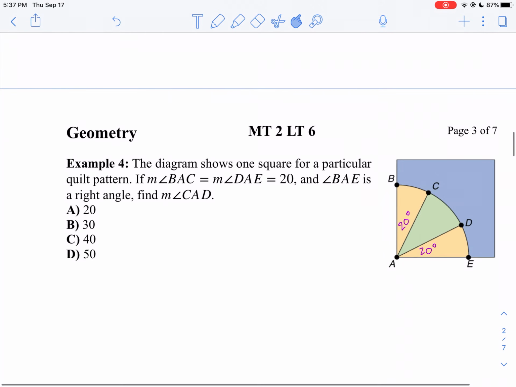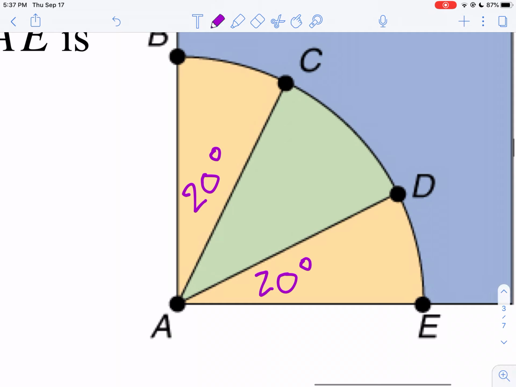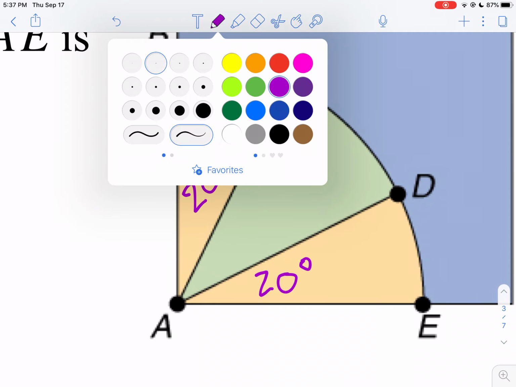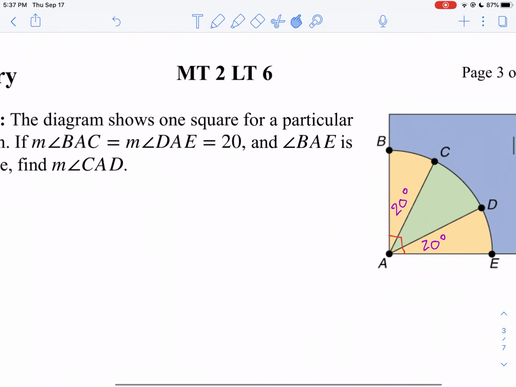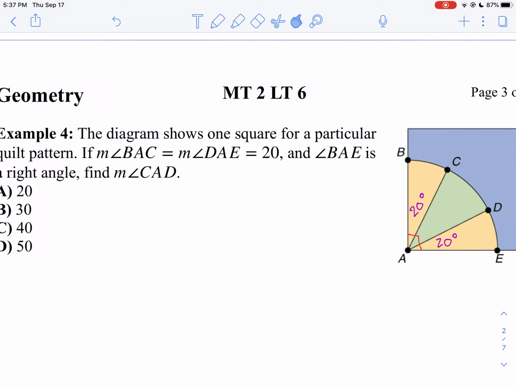Now, we're also told angle BAE is a right angle. So let's mark that with a right angle measure. We're not going to use our complementary theorem, actually, because complementary means two angles, and we have three angles here. And we're supposed to find the measure of angle CAD.